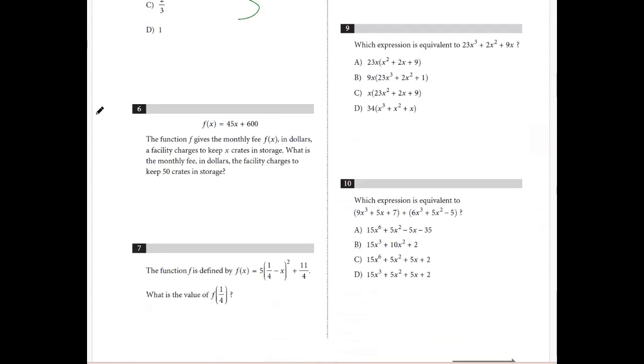Okay, question number 6. The function f gives a monthly fee, f of x in dollars, the facility charges to keep x crates in storage. What is the monthly fee in dollars the facility charges to keep 50 crates? So all you got to do is put 50 into the function. So it becomes 45 times 50 plus 600, and you get an answer of 2,850.